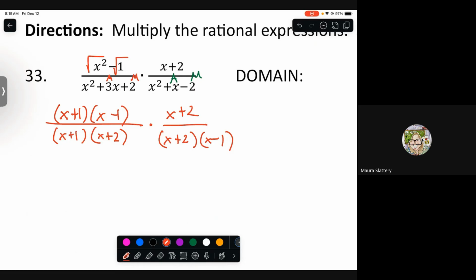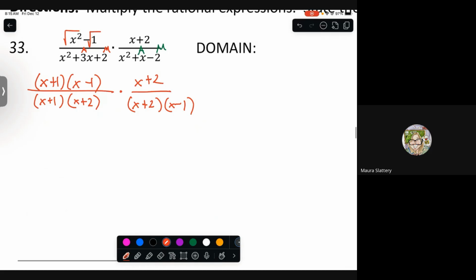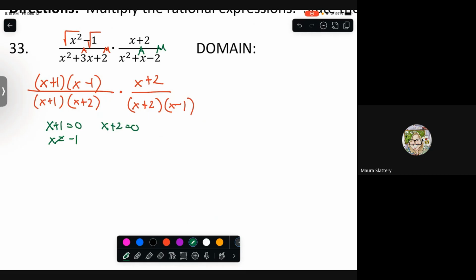All right. So now, before we cancel anything, remember, whenever you're asked to find the domain, you have to find it before you cancel anything. We just have to take our denominators and set them equal to 0. So I can say x plus 1 equals 0, and I get x cannot be -1. X plus 2 equals 0, and I get that x cannot be -2.